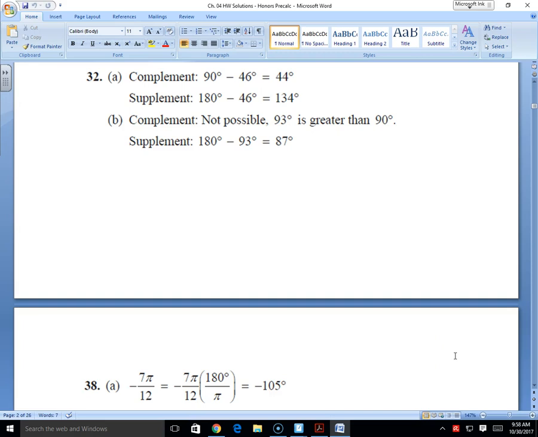Number 32. Complement, subtract from 90, supplement, subtract from 180. Oh, they even gave you degrees, not radians. They were so nice to you. Why is the complement not possible? Because it needs to be an acute angle, right? Something less than 90, adding up. Supplement was less than. Anybody with cups that has not checked 32, take a quick second. Check 32, are you good? Okay.